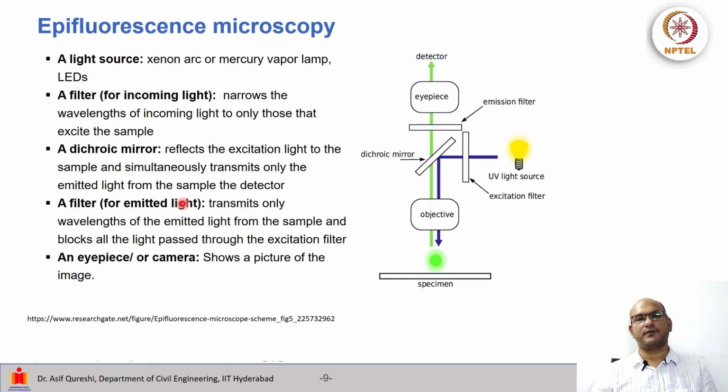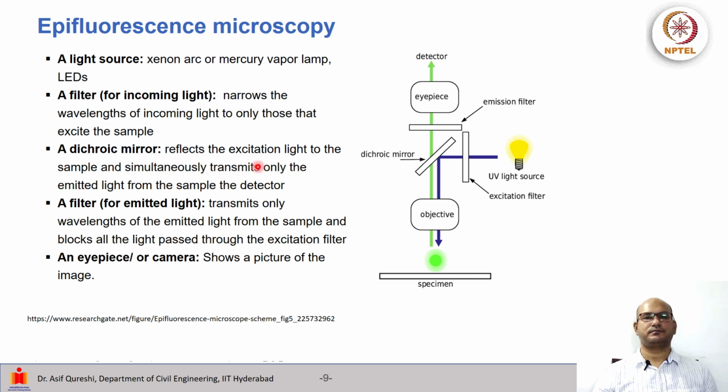The next method which we will just go over is epifluorescence microscopy. The idea here is to use fluorescence. So we have a light source, which could be a xenon arc or mercury vapor lamp. Also LEDs may be possible now. Then we have an excitation filter. This is basically a filter for the incoming light that will narrow the wavelength of the light and only allow that wavelength that can excite the sample. So only some wavelength is allowed to go through to the objective, to the specimen.